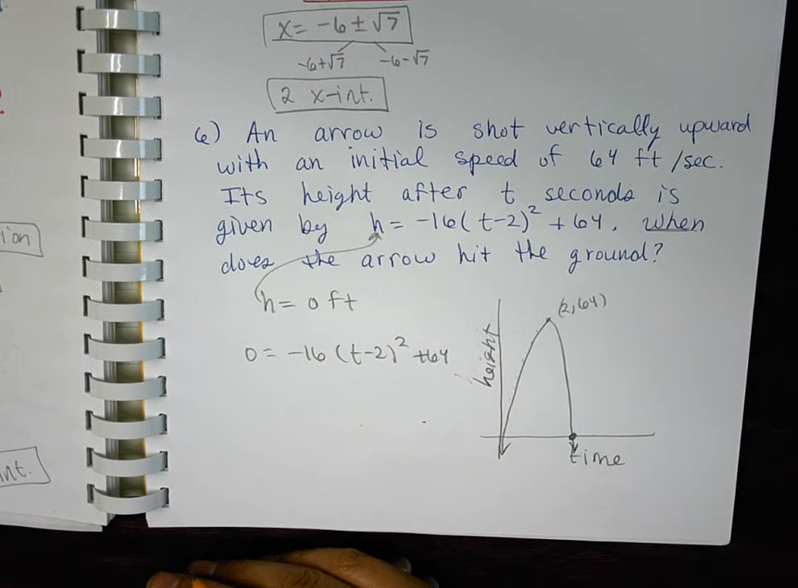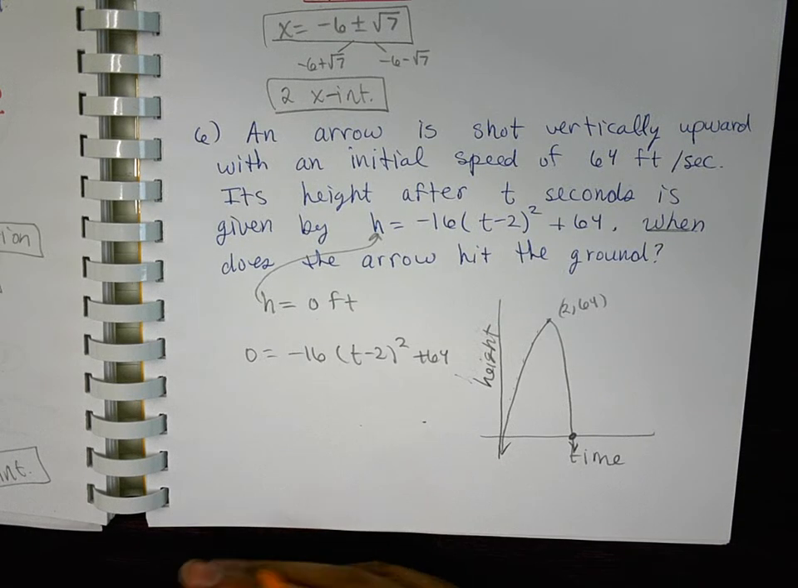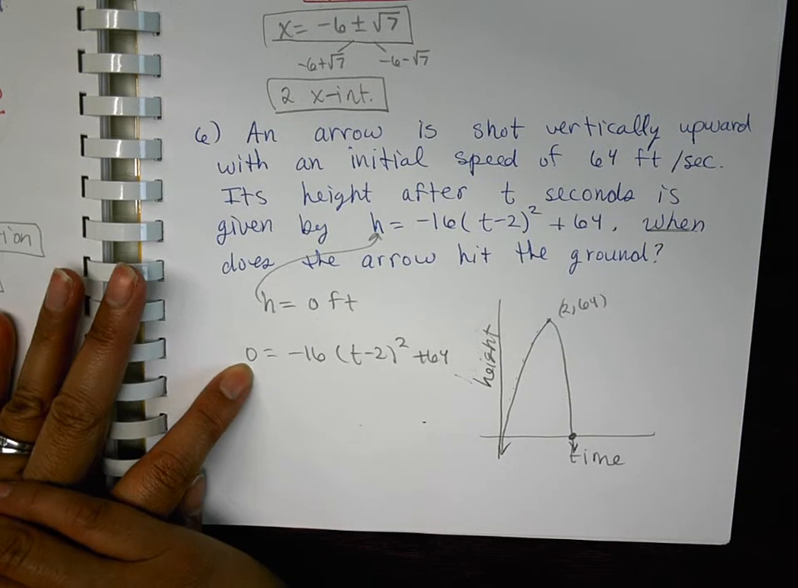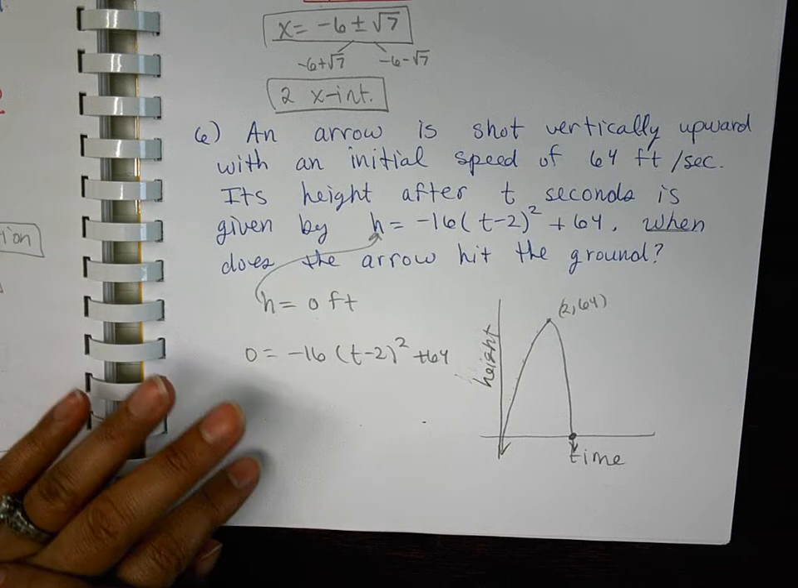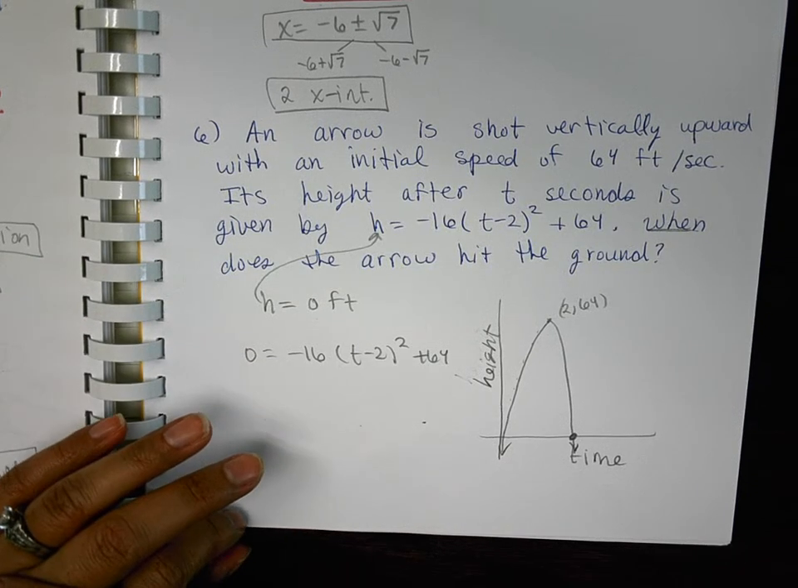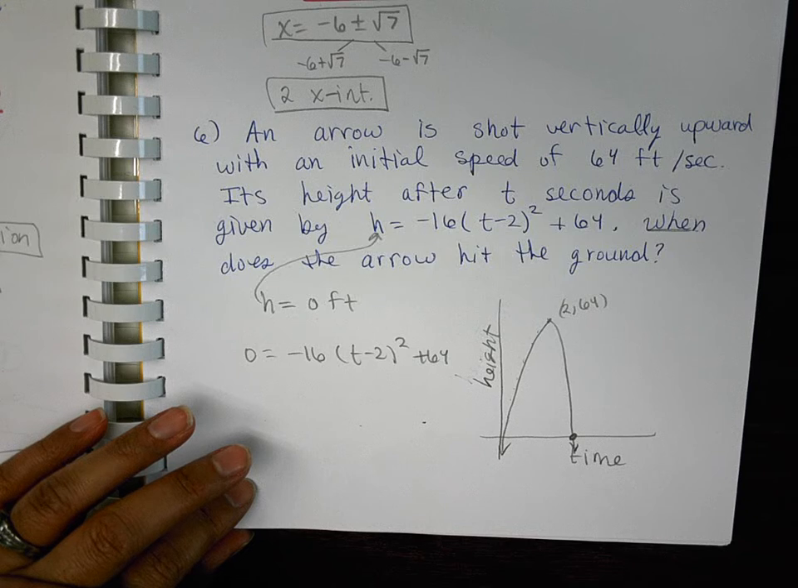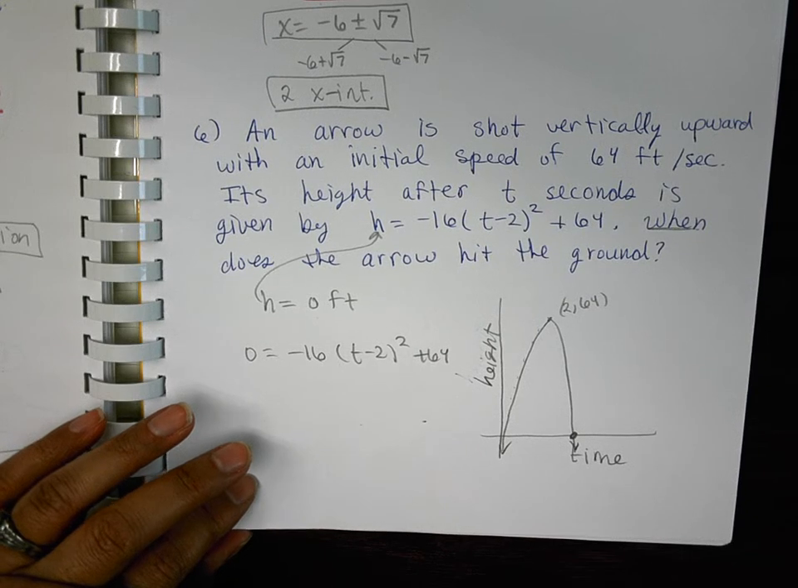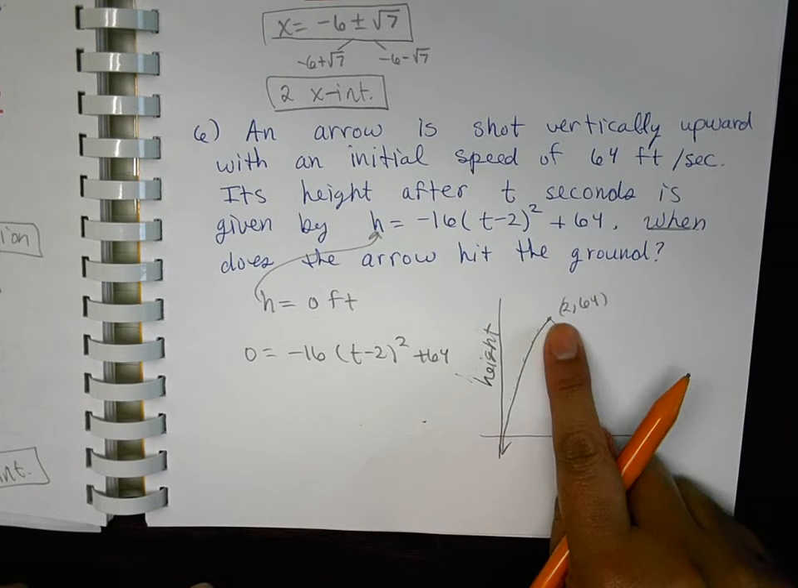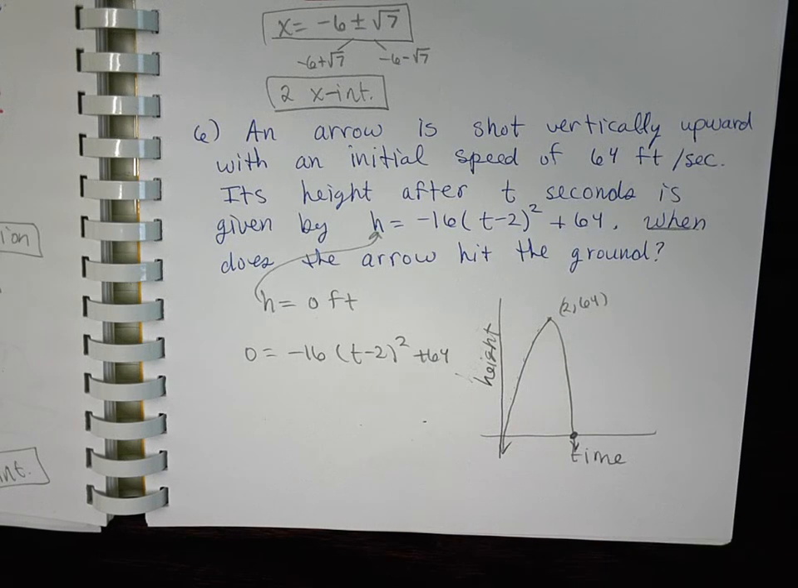Would anybody like me to repeat why I plugged in 0 for H? My question is, how is it only a height of 2 after 64 seconds? Oh, 60. Never mind. I had it backwards. So at 2 seconds, it's a height of 64. All right, are we good?